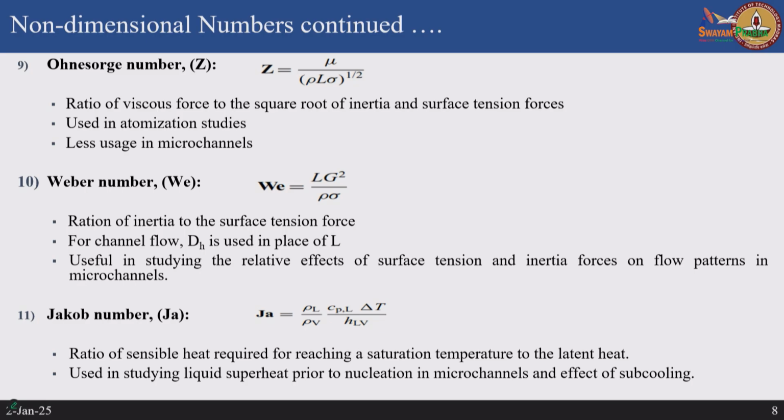Weber number again is an important number where we use inertia by surface tension. Sometimes when you talk about drop impact in sprays, we characterize the strength of this impact velocity using the Weber number. Sometimes we also use this to characterize the inertia to surface tension force in flow boiling as well, but mostly Reynolds number itself is sufficient for that.